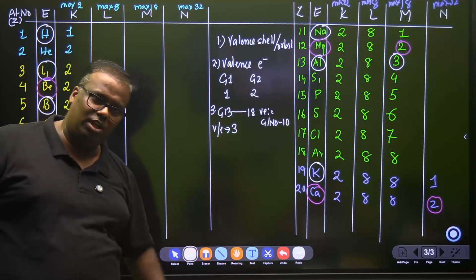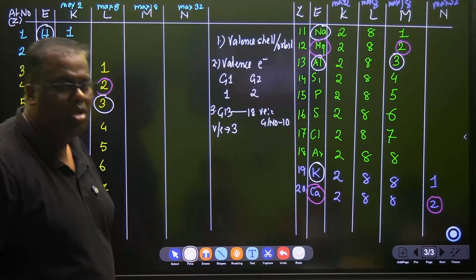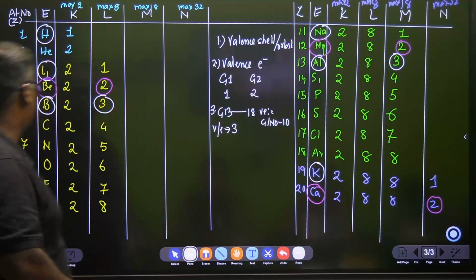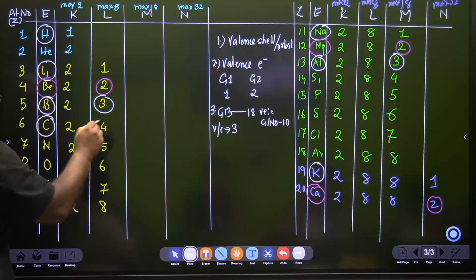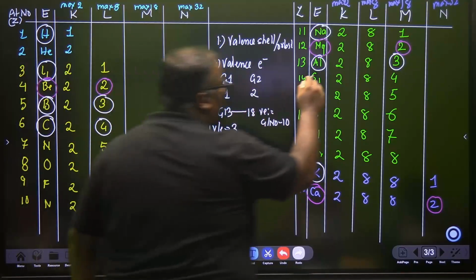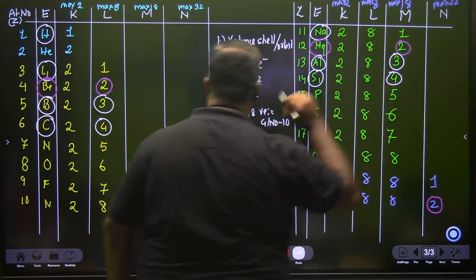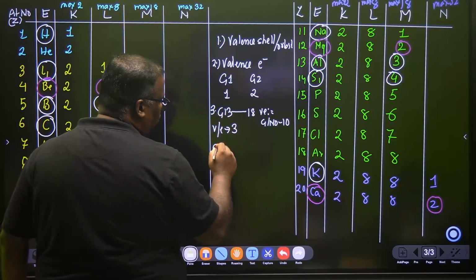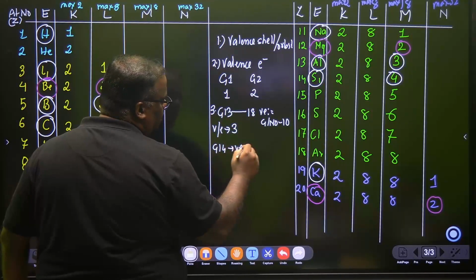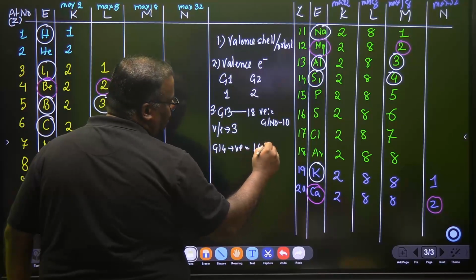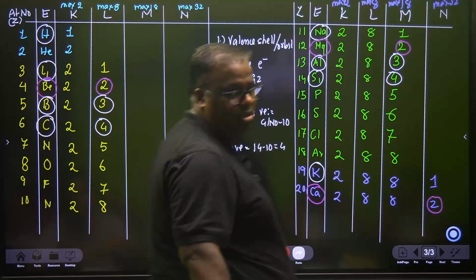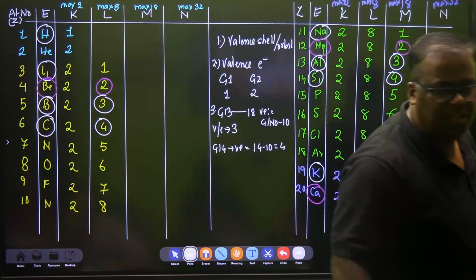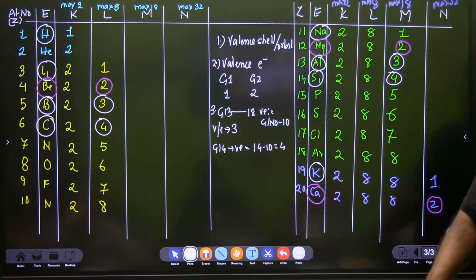Shall we identify 14? So 14 will be whom? Carbon and silicon. This is carbon with 4 and silicon is also with 4. That means for group 14, the valence electron count is 14 minus 10, which is equal to 4, and it matches. Got it?